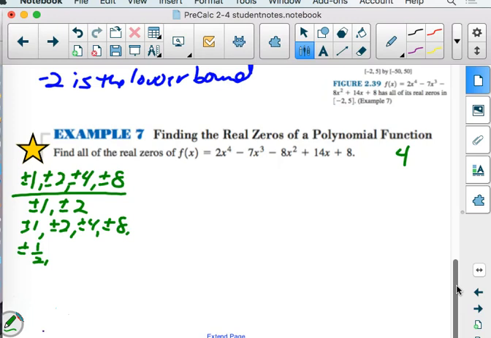But again, we live in an age where we have graphing calculators. So why do them all if we don't have to? So let's see if we can get some nice zeros from this. 2x to the 4th minus 7x to the 3rd minus 8x squared plus 14x plus 8. Make sure all that's in there, right? Graph.